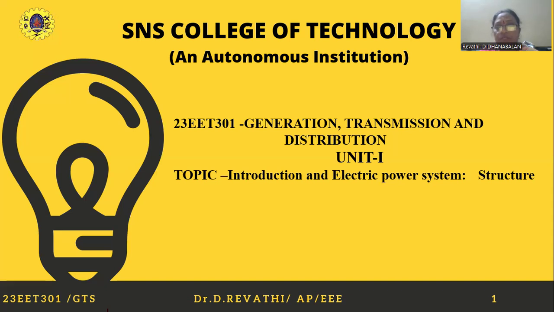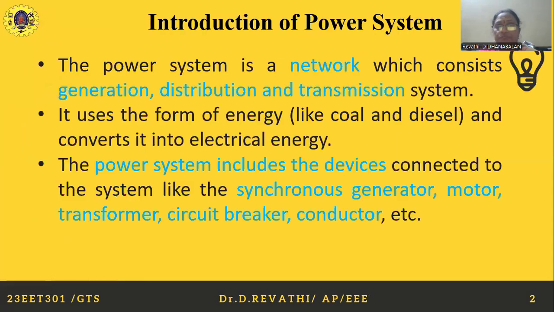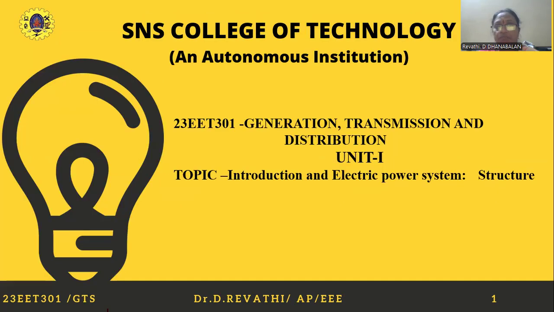For this Unit 1, first we are going to see the topic introduction, and next is the power system structure. So can anyone say what is meant by a power system? Yes, it is a network which consists of generation, transmission, and distribution. These three areas together we call the power system.